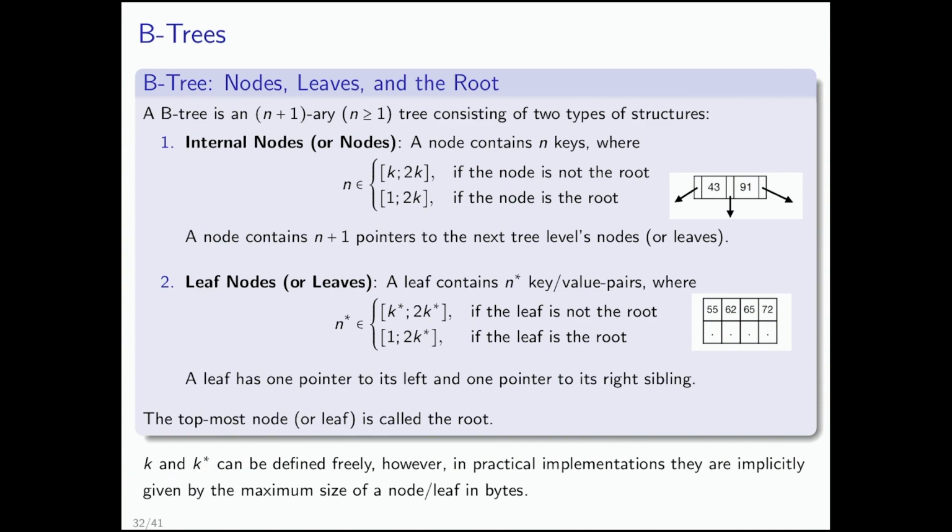However, in practical implementations, they are implicitly given by the maximum size of the node or leaf in bytes. What that means is, typically, in a storage system, in particular in an older storage system on operating systems, you have what's called a page. That's a chunk of data, like 4K of bytes. And what you do with B trees is you say, oh, I have a 4K page, and I will use that for a node or a leaf. So each node will be mapped to one page. A page contains only one node or one leaf. And with that, those structures become very, very easy to handle in a storage system.